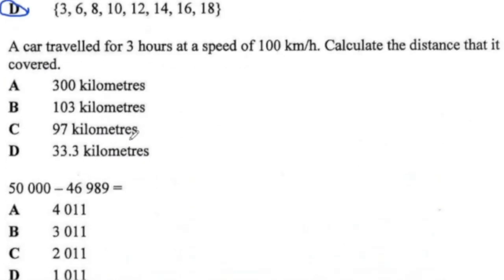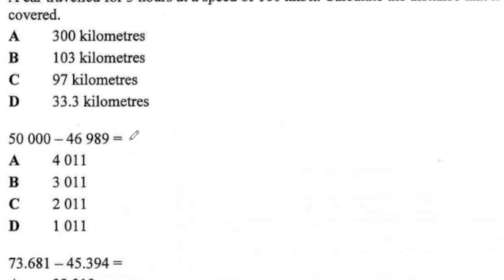Okay, we go to question number 12. Question number 12 is: a car traveled for 3 hours at a speed of 100 kilometers per hour. Calculate the distance that it covered. So we want to find the distance it covered. To find distance, we say distance is equal to speed times time.